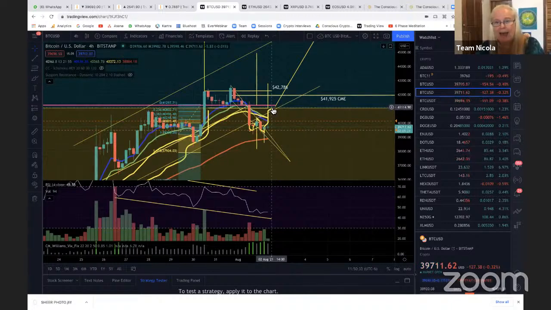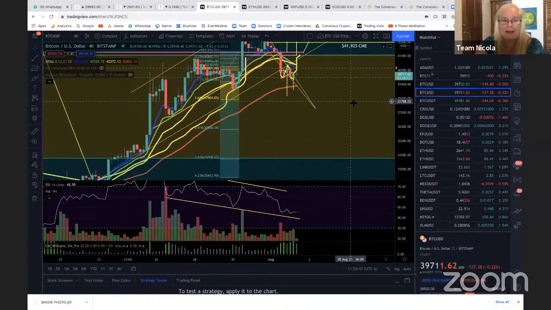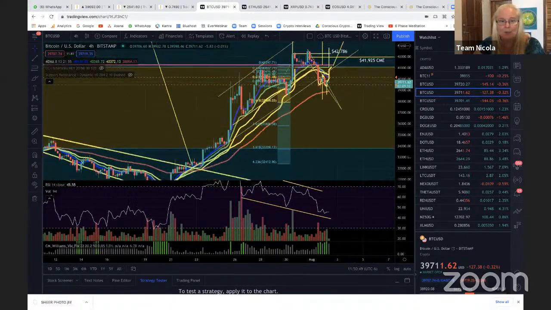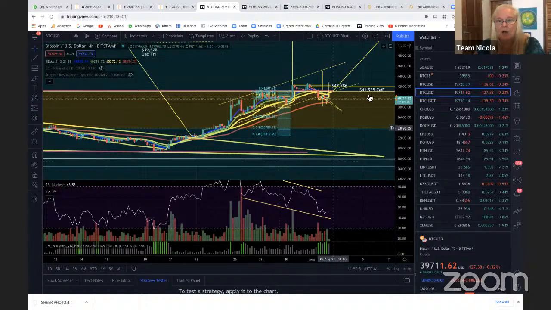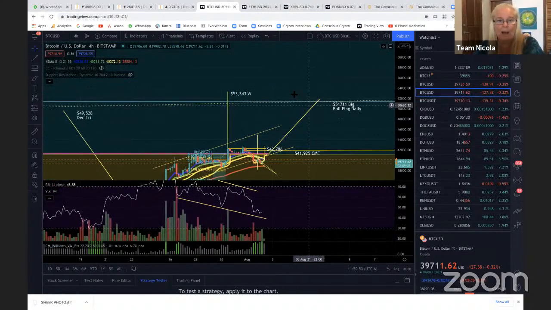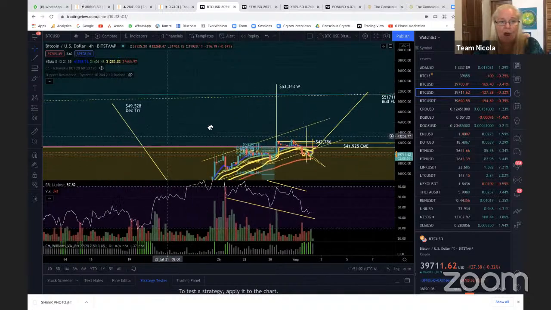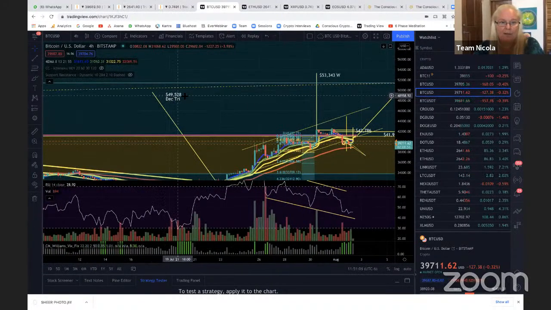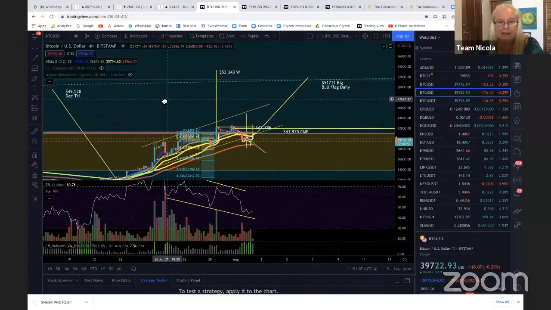So if we break that, the other targets that we're looking at are 42,786, plus we've got the target of the bigger pattern where we've been trading between these two pink lines on that triangle, and that takes us all the way up to 50. Sorry, the W is 53,343, and the triangle over here is 49,528. So you want to put all of those targets down.